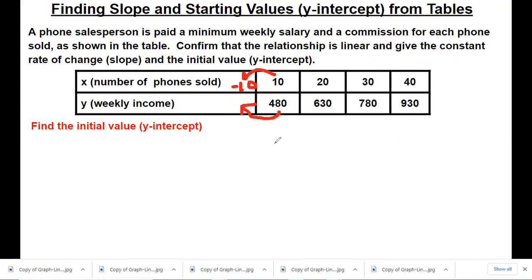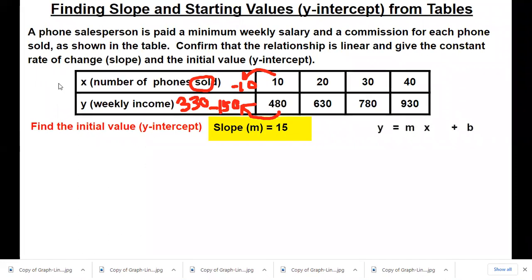Let's see, 630 minus 480. Oops, I did that wrong. 630 minus 480, 150. I was right. So then we would subtract 150 from that. So that's one way to get your y-intercept. So if you subtract 10, you're at point 0. And if you subtract 150 from 480, where would you be? 480 minus 150, 330. So where x is 0, y is 330. So that is your y-intercept, because remember the y-intercept is where x equals 0. However, I'm going to show you the algebraic way.